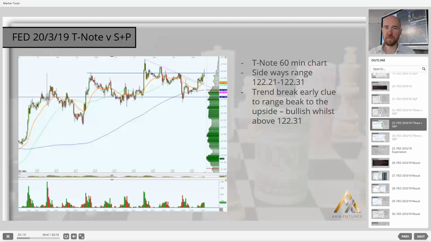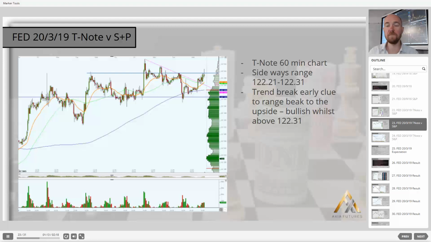In terms of clues as to which direction the next move could be, this is a market that's starting to tip towards the upside. A market that is breaking a trend is trading up around the 122.31 area. If this can break, then we're setting up a continuation to the upside. For the move to the downside, similar to the last one we looked at in the S&P, we'd want to see a failure up here and then a move out of the range to the downside.